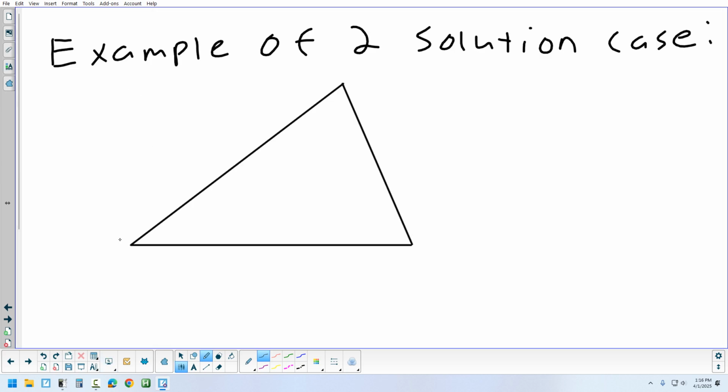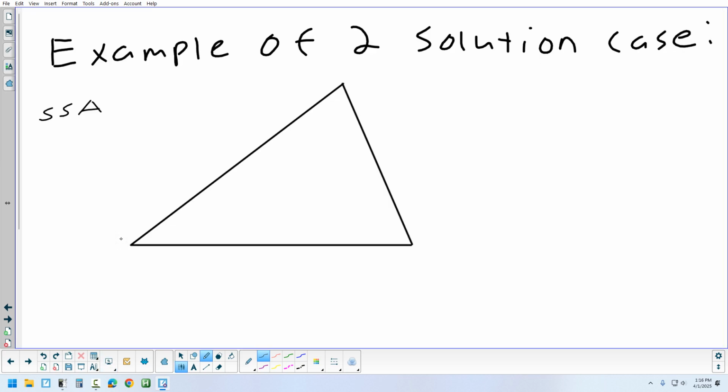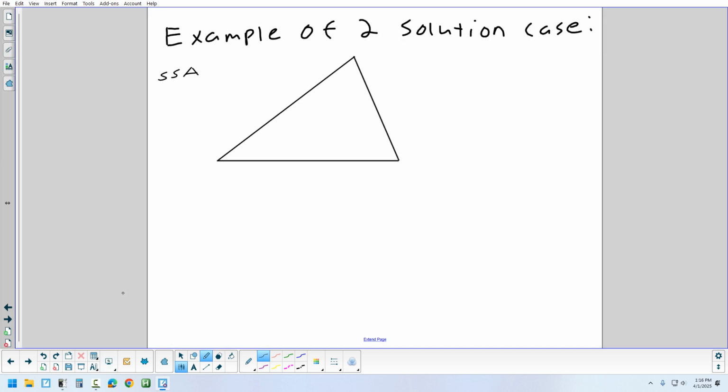All right, so let's look at how that can happen. Why, if I give you a side and an angle, can you end up with two solutions? I'm going to draw to scale how you can get two solutions. First thing I'm going to do is take that side and make a copy.